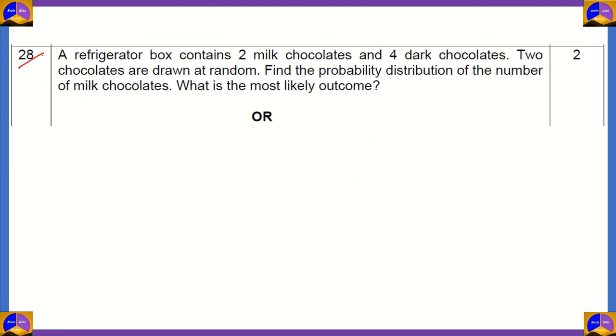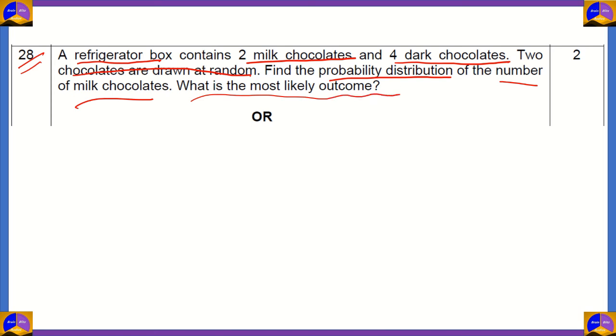Now let's look at question number 28. A refrigerator box contains 2 milk chocolates and 4 dark chocolates. 2 chocolates are drawn at random. Find the probability distribution of the number of milk chocolates. What is the most likely outcome?